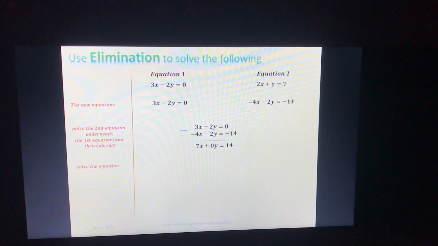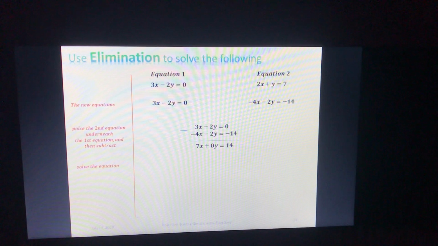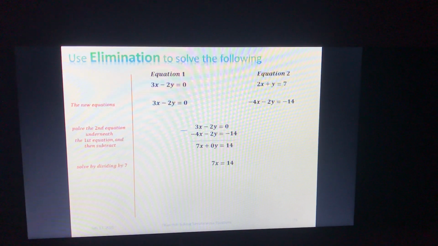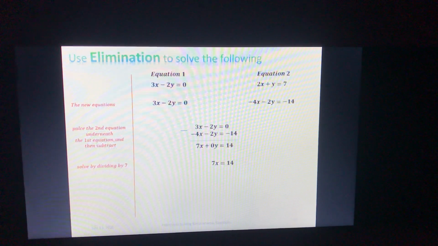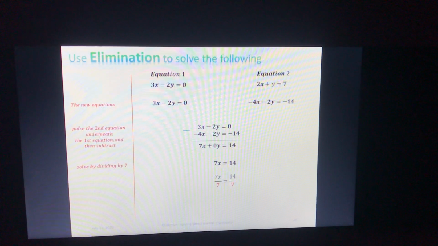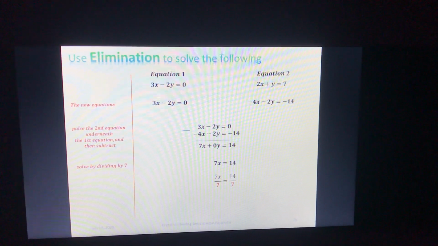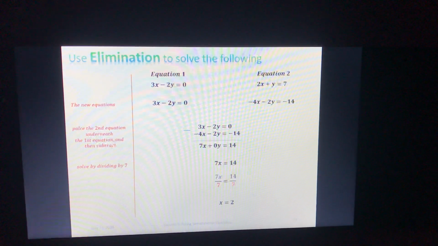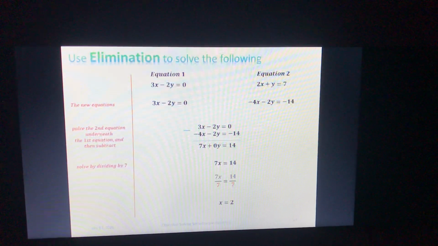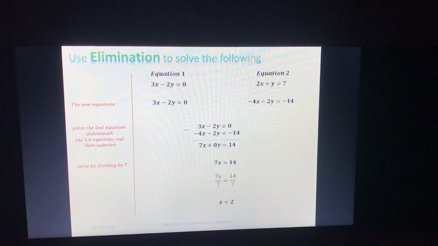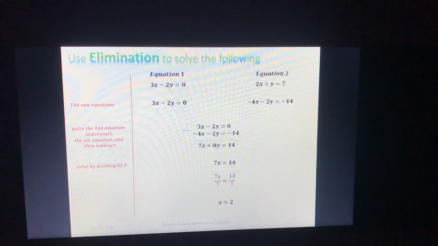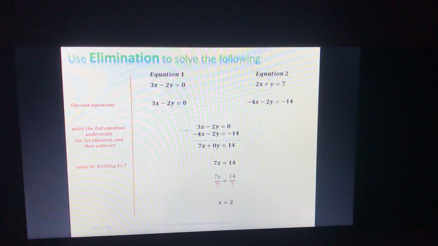If we simplify this, it's going to be 7x is equal to 14. So we're going to divide all by 7 because we're getting rid of the coefficient of x. And accordingly, 14 divided by 7 is 2, so x is equal to 2. Now, before we end up, substitute the value of x in any of the two equations, and we're going to find the value of y.